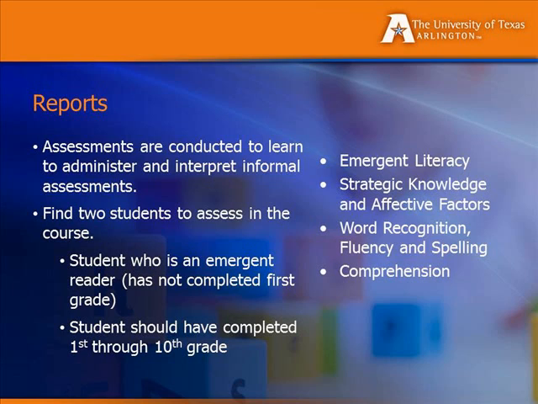One of the first things you'll need to do for this course is to find 2 students to assess. You will be assessing these students in order to gain experience in administering and interpreting informal assessments. The first student should not have completed first grade yet. A beginning reader, either a first grader or kindergartner, is suitable for the first set of assessments. The second student you will need can be one who is in 2nd grade through 10th grade. Keep this in mind as we proceed through this overview.